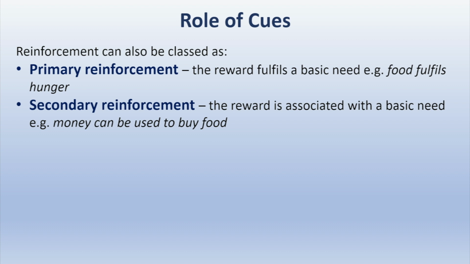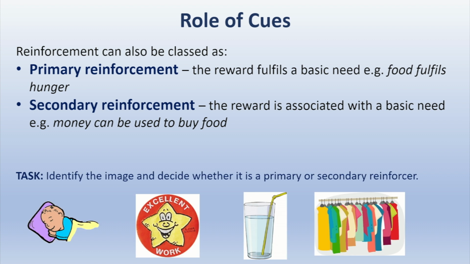Okay, so if you want to just have a read of the text box at the top of 18, that gives you a little bit more information about cues and how they basically can lead to you repeating a behaviour. We'll come on to that in a minute. So before we move on to looking at cues more specifically, I want you to have a look at these images and decide whether it's a primary or secondary reinforcer. So you've got sleep, you've got a sticker, water, and then clothes. So just pause the video, and if you want to make some notes whether you think it's a primary or secondary reinforcer, and then press play when you're ready to go back through it.